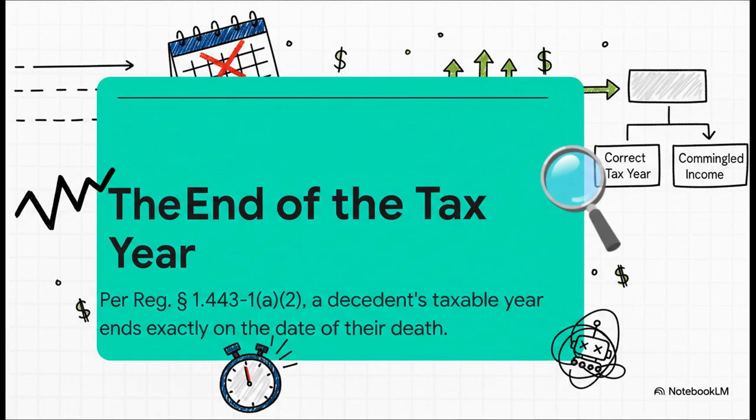Not the day after, not the end of the month. It is a hard, bright-line rule that, let's be honest, automated brokerage systems are just not designed to handle. And that's why we get that single, messy 1099.